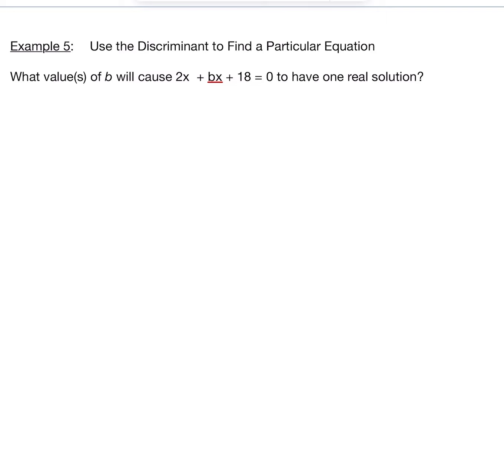Here's the question. What value or values of b will cause the quadratic 2x squared plus bx plus 18 equal to 0 to have only one real solution? What does b need to be for this to have only one real solution? Well, let's use the discriminant. The discriminant here again is b squared minus 4ac, and it's going to equal 0, because when it equals 0 it only has one real solution.